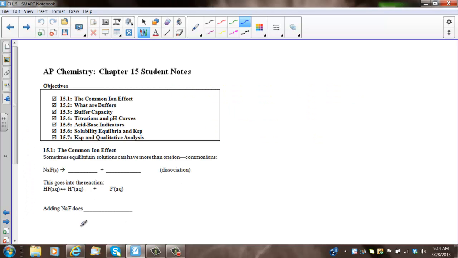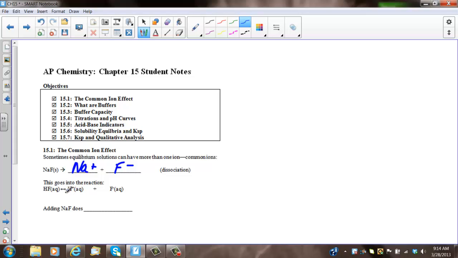Let's start with the common ion effect. Sometimes equilibrium solutions can have more than one ion. We call these common ions. If we were to look at just the straight dissociation of NaF solid, we know that in solution we would get Na plus and F minus. Those are the two ions that make up this compound.